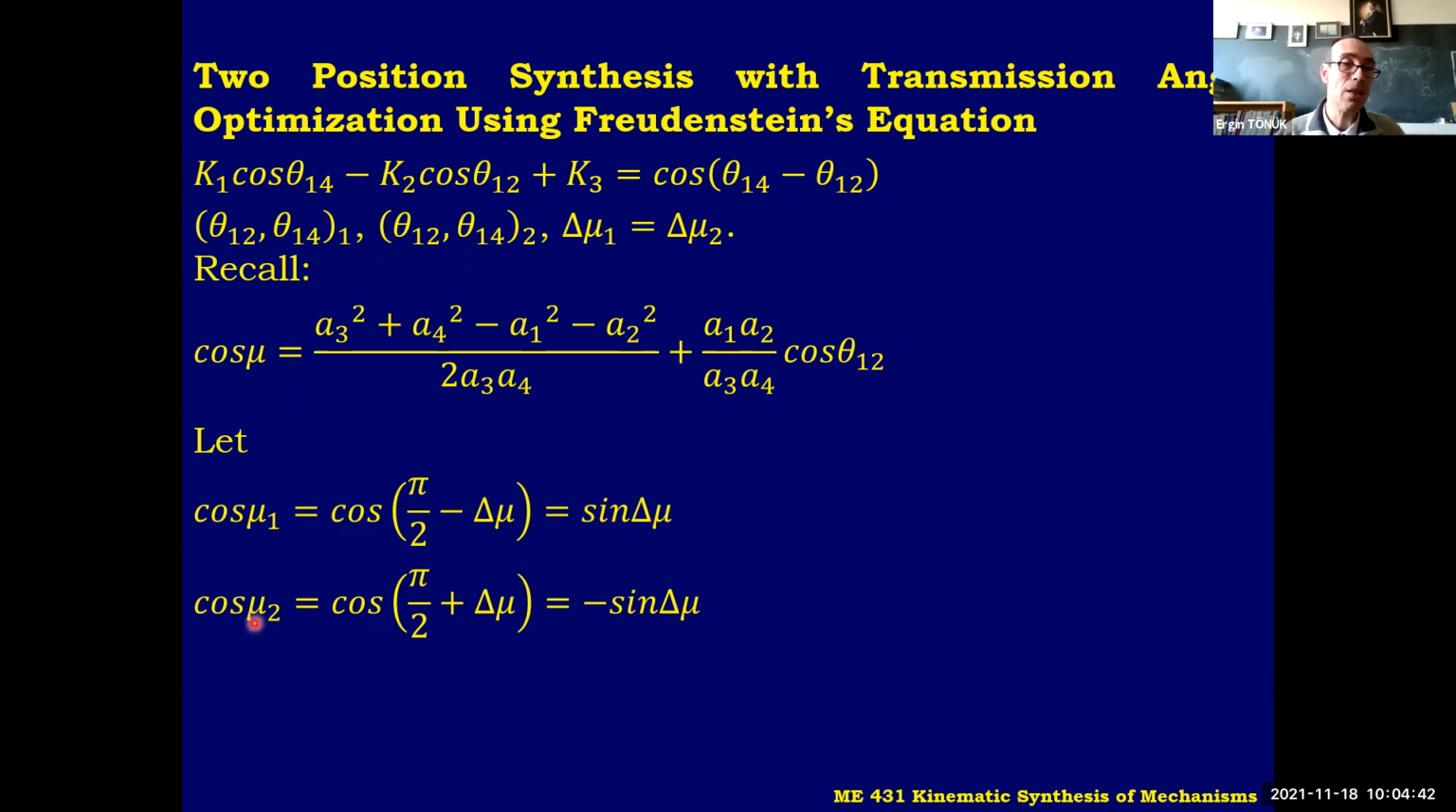And for position number 2, since we want the deviation to be equal, it's 90 plus delta mu, so it's the negative of this, okay? And it doesn't matter whether you have the minus here or there, as we will see in the derivation. So that means this delta mu can be a negative number as well. That is, the transmission angle may be greater than 90 degrees in position 1, and it can be less than 90 degrees in position 2 as well. That's why this is a very general derivation. Clear?